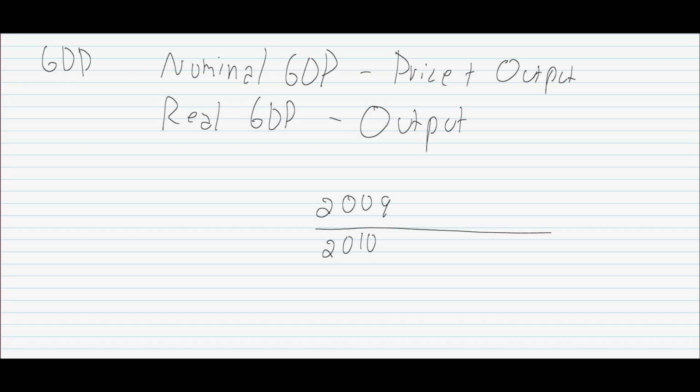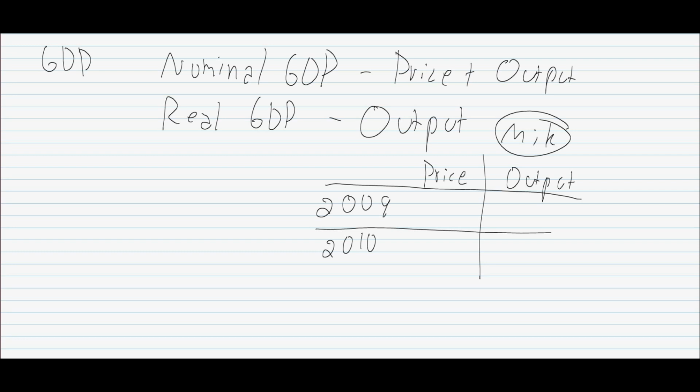Say we based our readings of the GDP on the price of milk. Okay, so this is a table for milk: the price of milk and how much milk was made, the output. In 2009, the price of milk was $5 and the output was 50. In 2010, the price was $10 and the output was 40. So let's check that out.